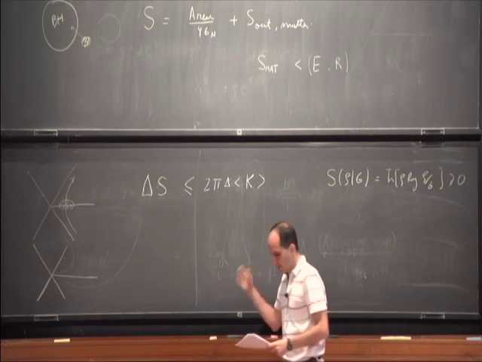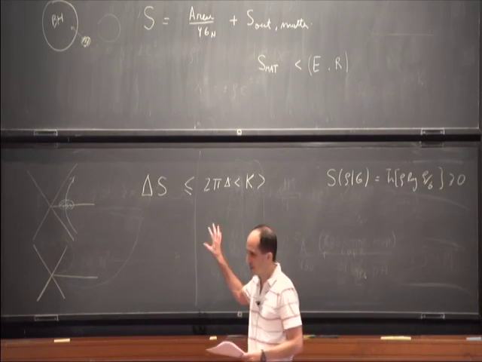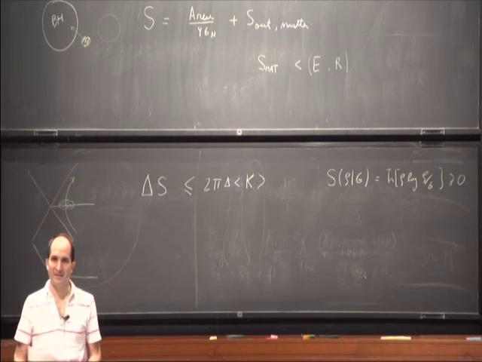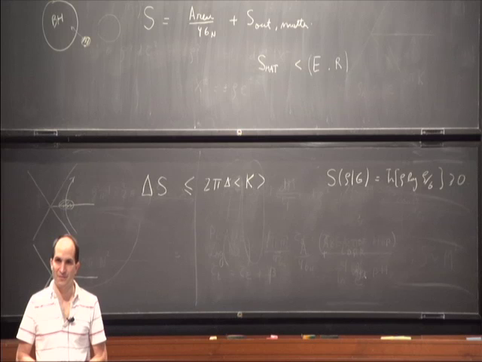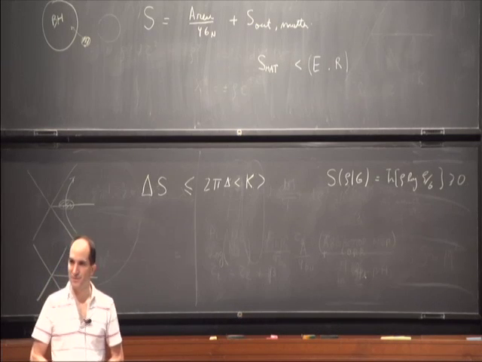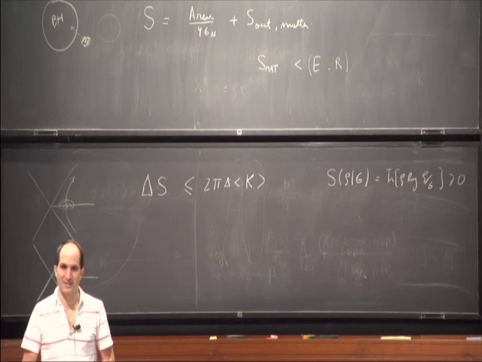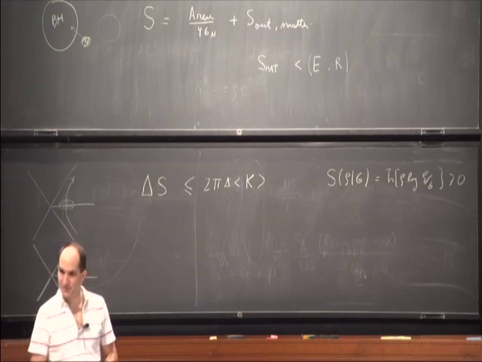So maybe this discussion was a little technical, but the point I want to convey is that non-trivial properties of quantum fields, of relativistic quantum field theory, are important and crucial for making sure that black hole thermodynamics works, that black hole thermodynamics is consistent.